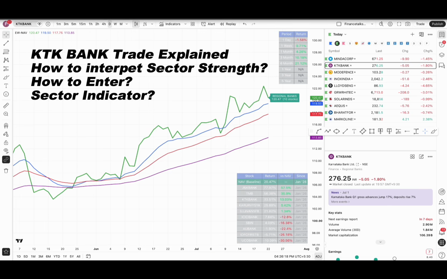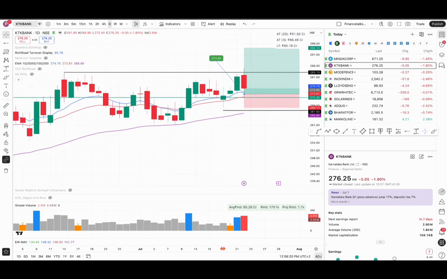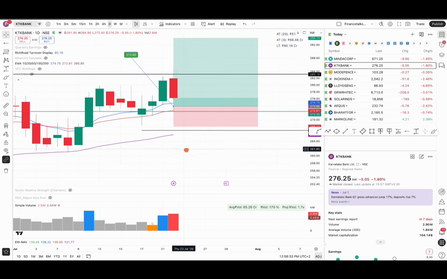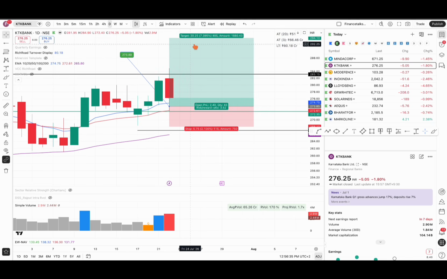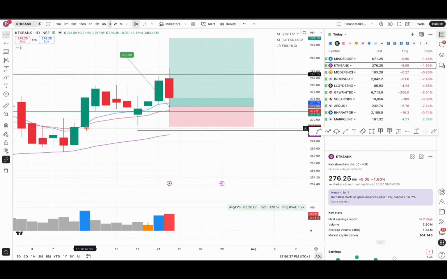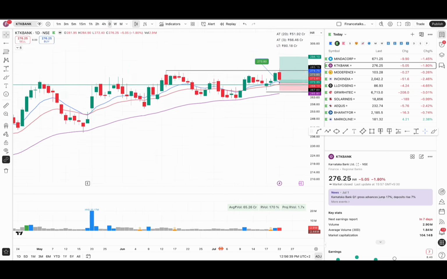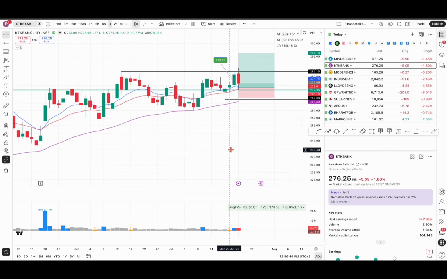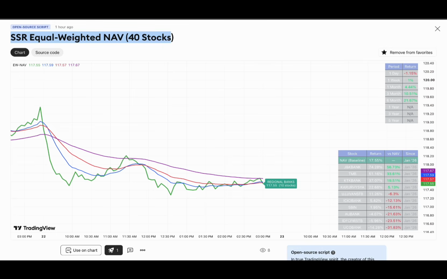Okay, so first of all I'll tell you two things: in KTK Bank I have two trades. I have one trade over here and I added more over here. This black line is my current stop loss, and this is not a buy or sell recommendation. If you want to trade or do anything, do it upon your own research. So let's directly go into why I entered this trade.